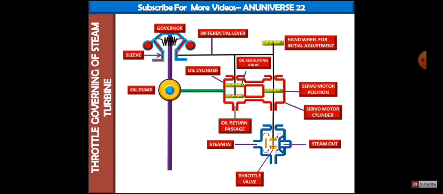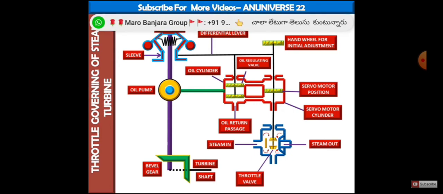This is the oil pump, bevel gear, and turbine shaft. So as we can see in this diagram, the position of the governor, the position of the pilot piston, and position of relay piston is shown.